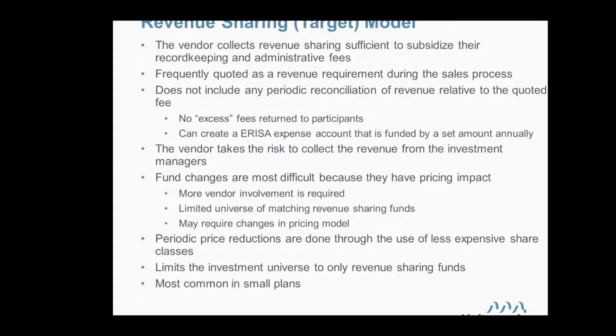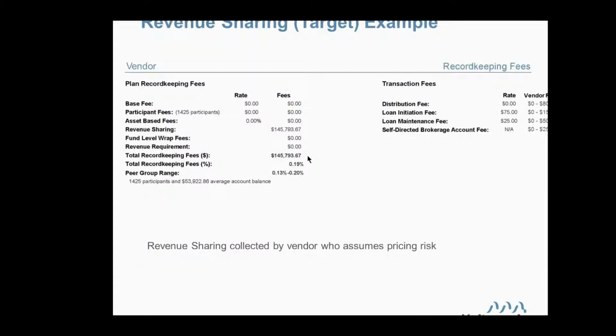Periodic price reductions are done through the use of less expensive share classes because, again, they're getting paid by the revenue sharing from the fund. So if you get to the point where you can reduce the rate of fees that you're paying to the vendor, you would have to do that through a share class reduction. It's most common in small plans. So let's see what that looks like.